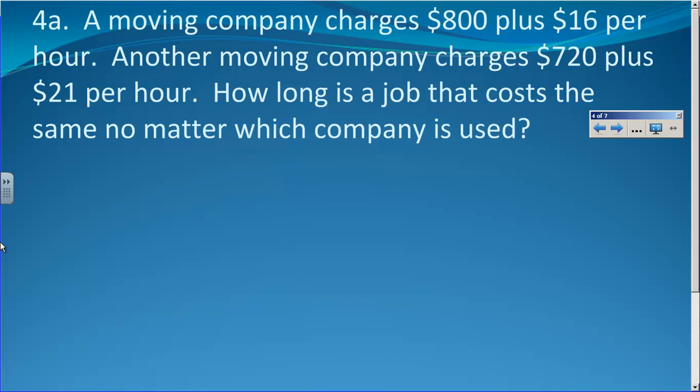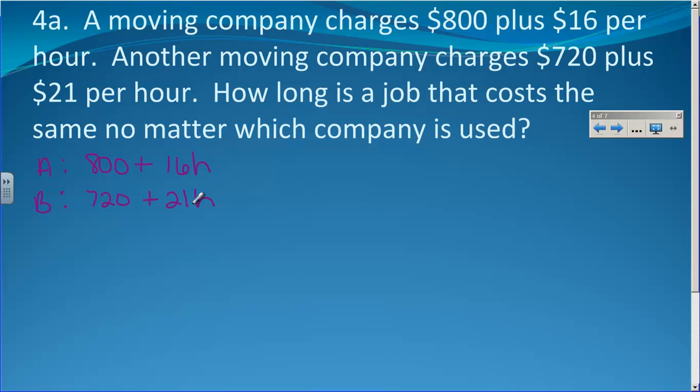So, a moving company charges $800 plus $16 per hour. Another moving company charges $720 plus $21 per hour. How long is a job that costs the same no matter which company you use? So you have two companies, Company A and Company B. Company A is $800 plus $16 an hour. Company B is $720 plus $21 an hour.